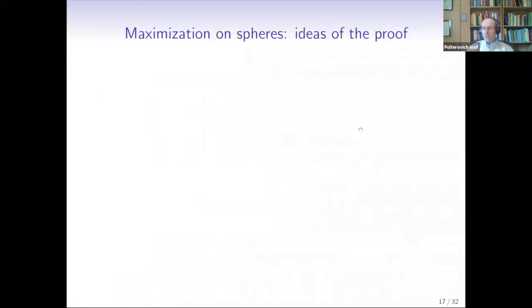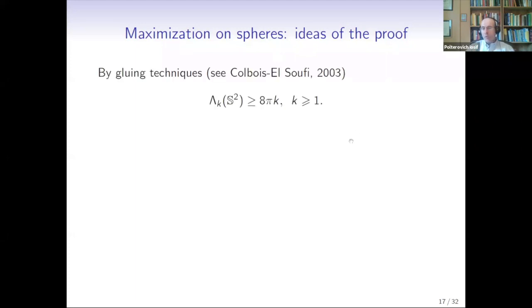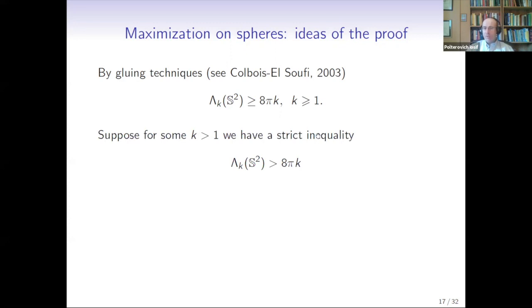Okay, so let me now present ideas of the proof. I will start with the proof of the theorem for the spheres. The proof goes essentially as follows. First of all, by gluing techniques that you can find, for instance, in the paper by Bruno Colbois and Ahmad El-Soufi, it's not hard to show that the supremum, the maximal value for the kth eigenvalue on the sphere, is greater or equal than 8 pi k, just by gluing together those k spheres that I have described. So suppose that for some k greater than 1, we have a strict inequality. That's basically what we need to rule out.